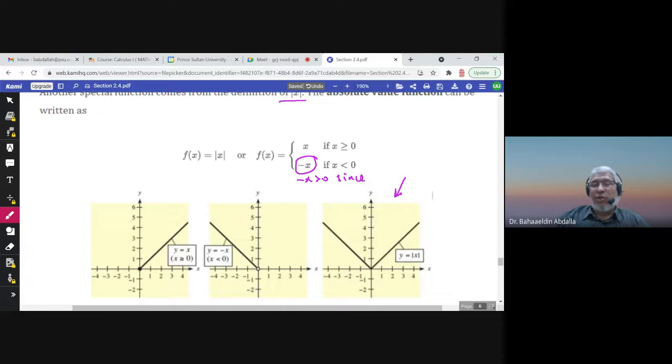Notice that negative x here is a positive number because x is negative. So if x is negative, then negative x would be positive, and we need the absolute value to be always positive. So for example, absolute value of negative 3, we cannot accept it's equal to negative 3 because it would be negative. So we have to multiply by negative. So x here is negative 3, and negative x would be positive. It would be equal to 3.